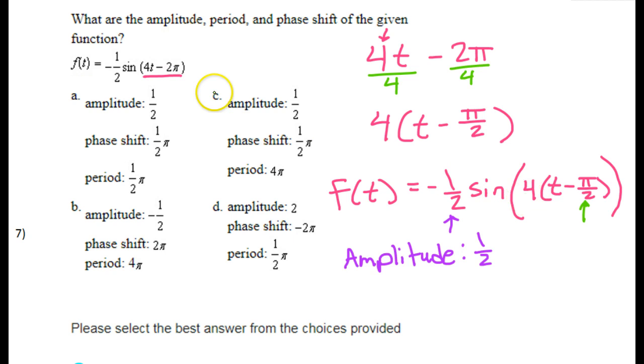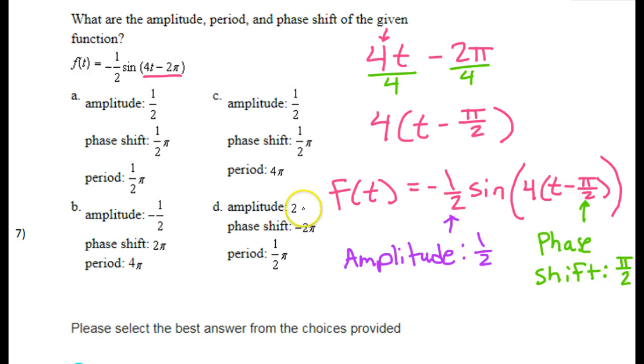If we didn't take out the 4, it would have looked like the phase shift was 2 pi. But instead, we see that the phase shift is really pi over 2. And notice it is the opposite sign, so if this is minus, then the phase shift is positive. If this had said plus pi over 2, then the phase shift would be negative pi over 2. So these are opposite signs.